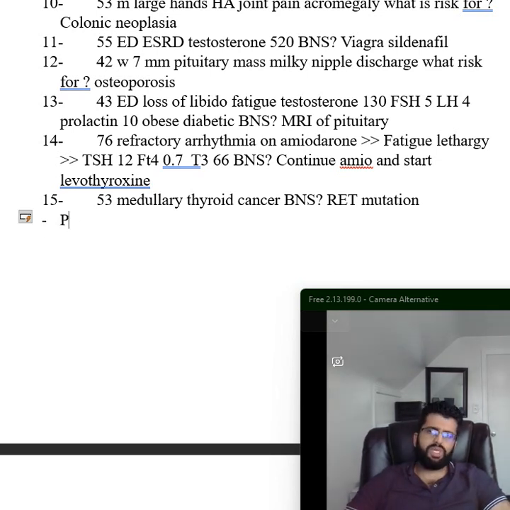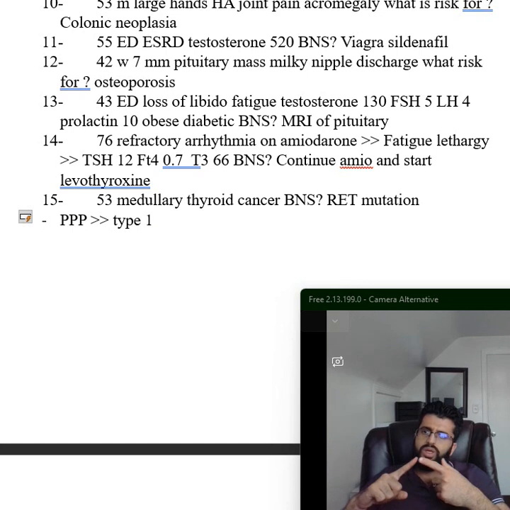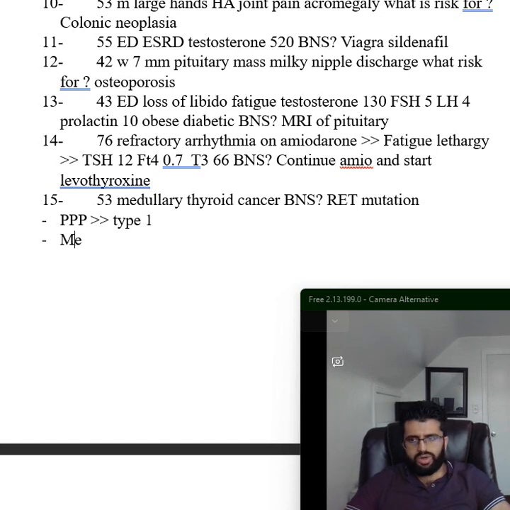If they have PPP, this is type 1. What does PPP mean? PPP means primary hyperparathyroidism, pancreatic tumor, and pituitary tumors. This is PPP. If there is medullary thyroid cancer and pheo, this is type 2.